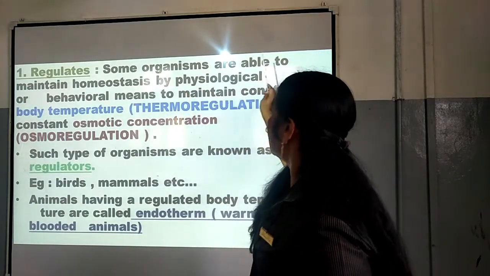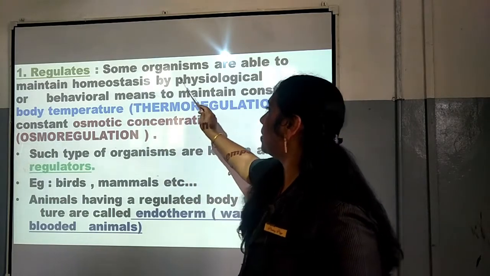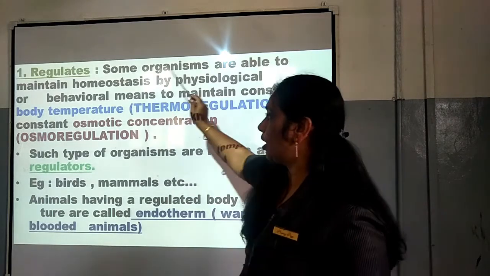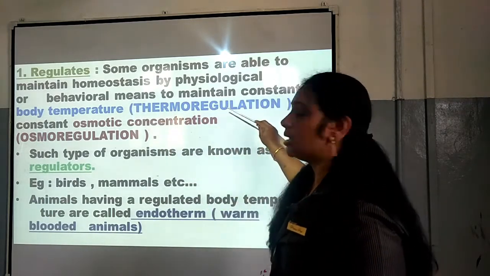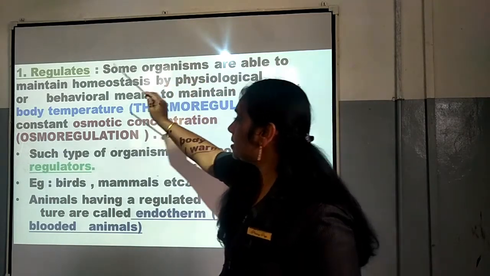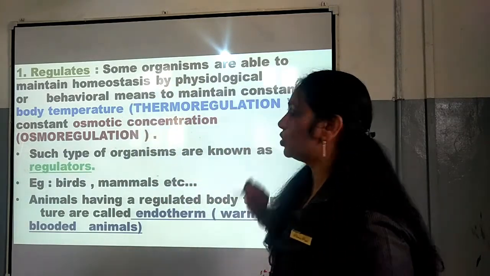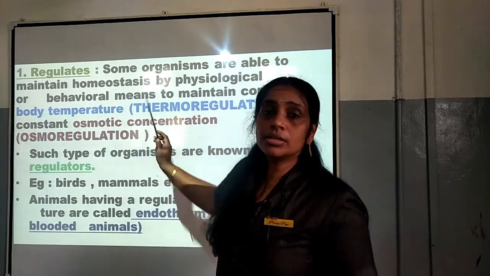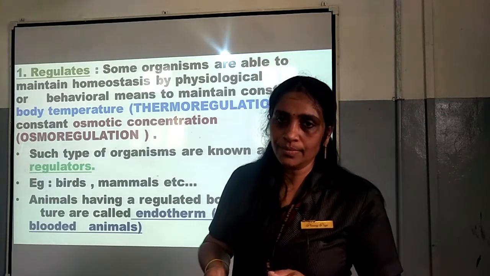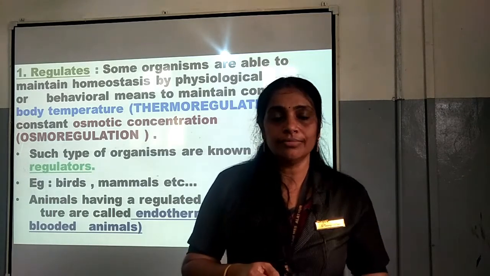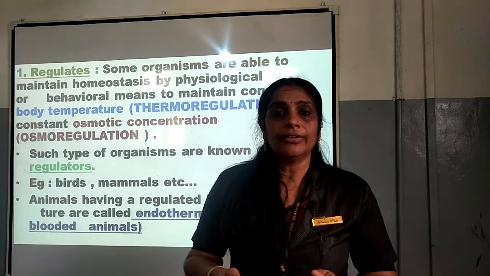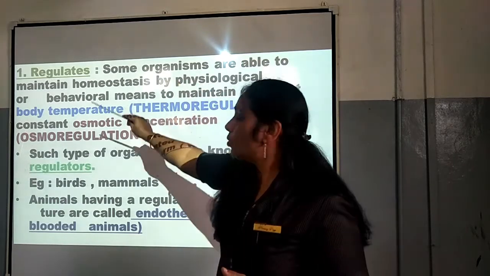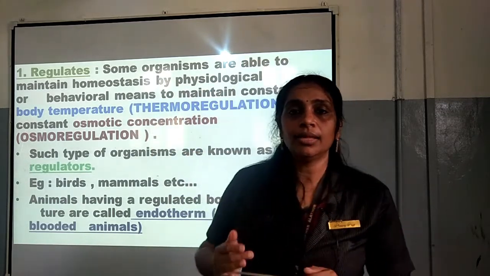Some organisms are able to maintain homeostasis by physiological or behavioral means to maintain constant body temperature. That is known as thermoregulation. As well as constant osmotic concentration is also maintained there, and that is called osmoregulation. Osmotic concentration is very important in the case of an organism. If osmotic balance is not taking place, surely we will be having many problems.